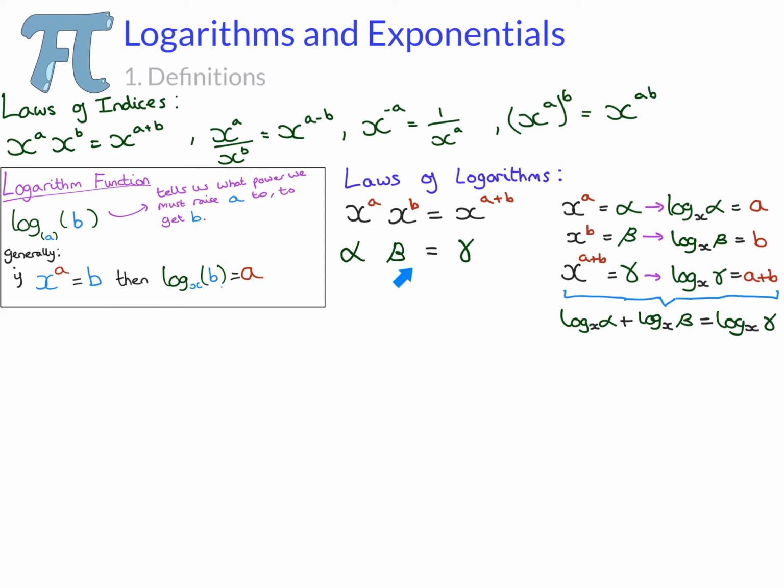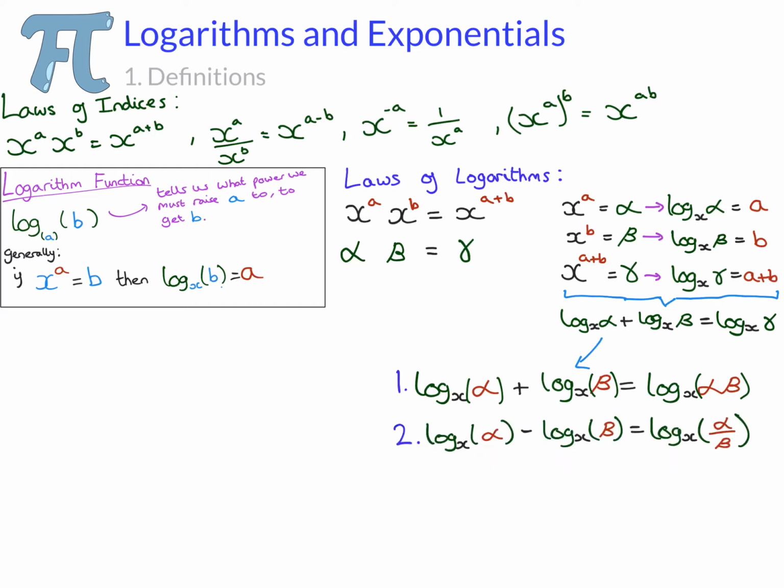Since gamma equals alpha beta, we obtain the first rule of logarithms, that log base x of alpha plus log base x of beta is the same as log base x of alpha times beta. Notice that this requires the base to be the same in all the terms, which we have represented with an x here. You may not be surprised that log base x of alpha minus log base x of beta is equal to log base x of alpha divided by beta, which goes down as our second rule.